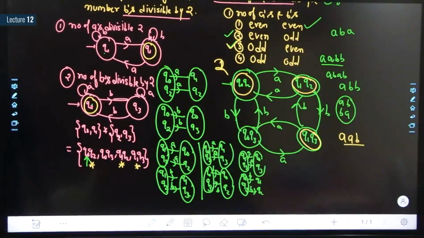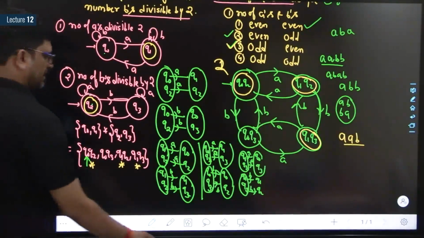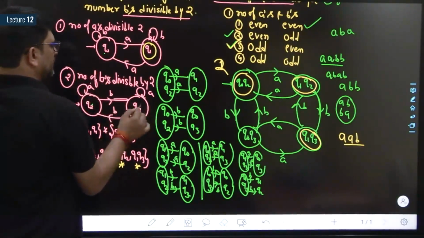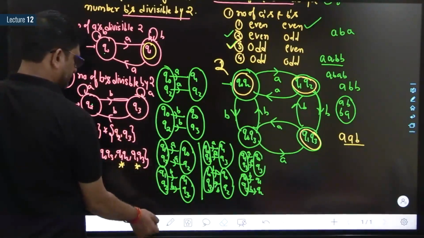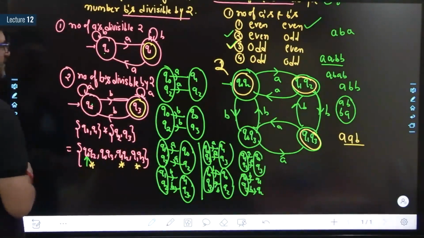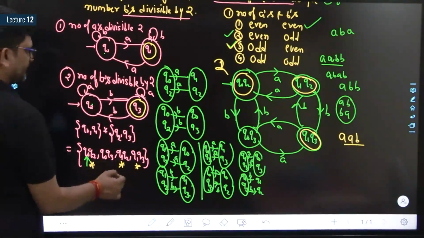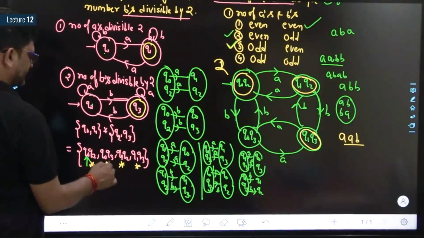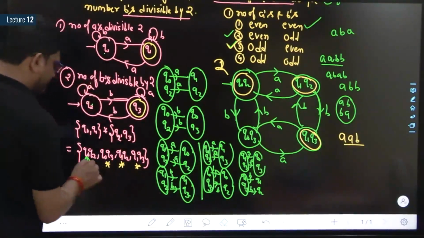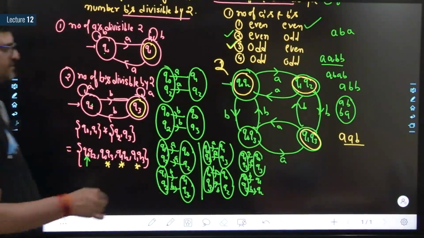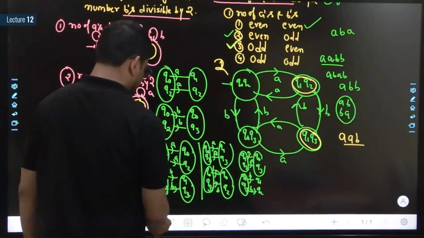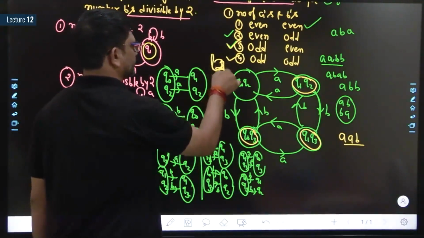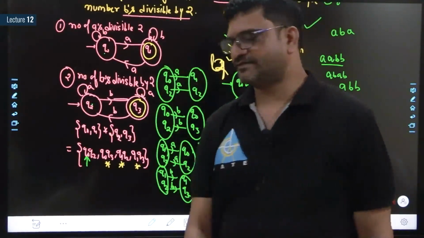Next, both are odd. Either number of A's are odd or number of B's are odd. Which one is final? Q1, Q3 final, Q1, Q2 final and Q0, Q3 is final. But this is not final. This is not final. These three states are final. In case of fourth question. Clear? Check.